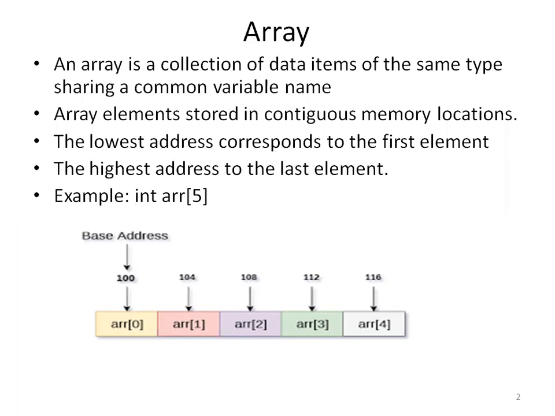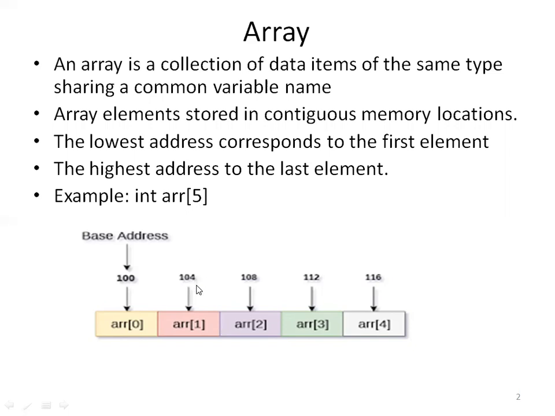The lowest address of the array corresponds to the first element of the array, and the highest address of the array is used by the last element. Here you can see one example. This is an array of integer type. Array name is arr, and a total of 5 elements are there in this array.